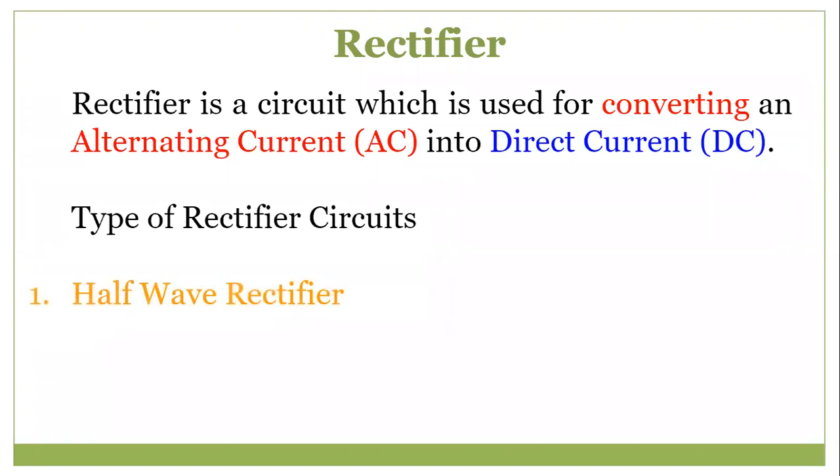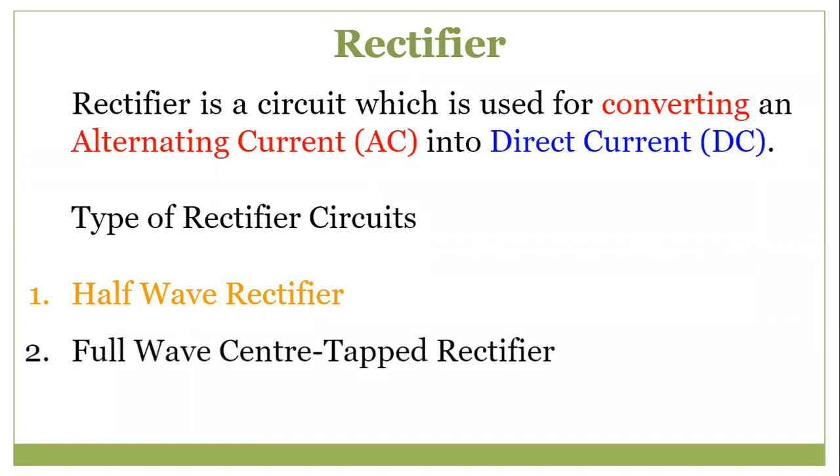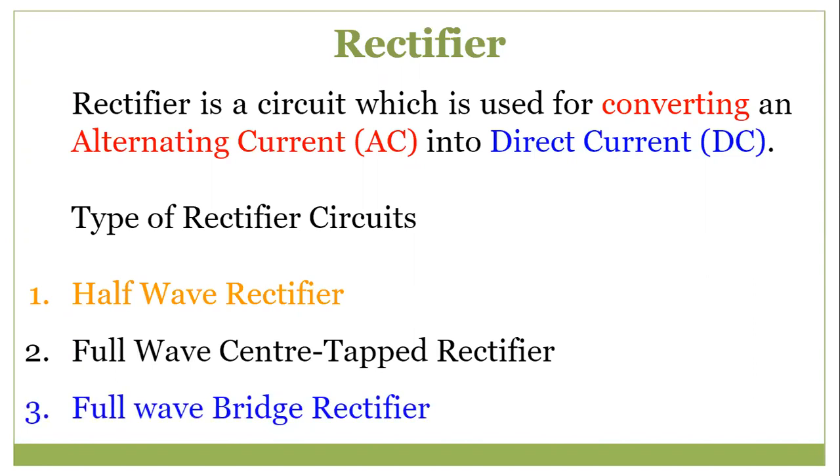Rectifier circuits are basically classified into two types. One is the half-wave rectifier and the second one is the full wave rectifier. In the full wave rectifier, there are two types: one is the full wave center tap rectifier and the other is the full wave bridge rectifier. Now in today's class, I am going to explain the half wave rectifier.